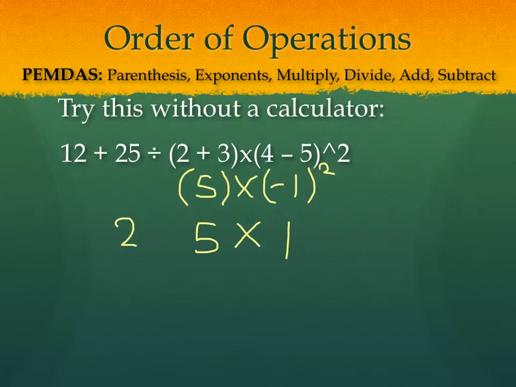Next, we will do multiplication and division from left to right. So we have division first. 25 divided by 5 is 5. Times 1 is still 5. Last step is any addition and subtraction. So your final answer should be 17.